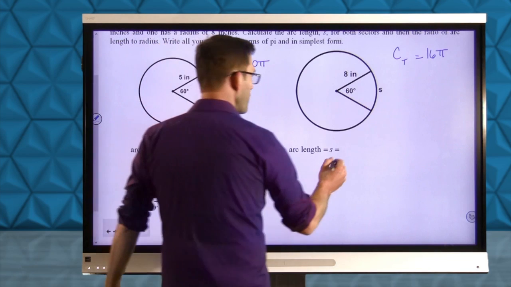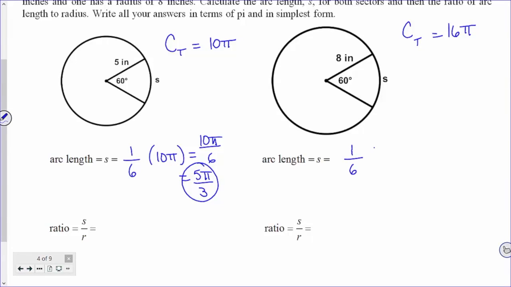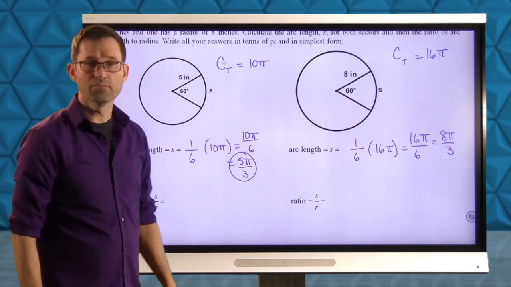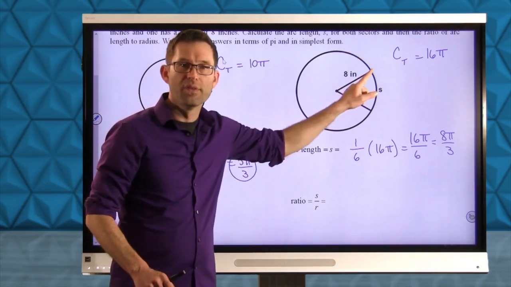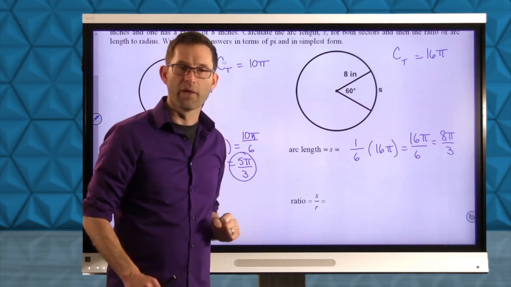Now the arc length for this one will be 1/6 times 16 pi, right? And that's just going to be 16 pi divided by 6. Again, just reducing, that's going to be 8 pi divided by 3. All right, great. So that arc length is 5 pi divided by 3. This arc length is 8 pi divided by 3.